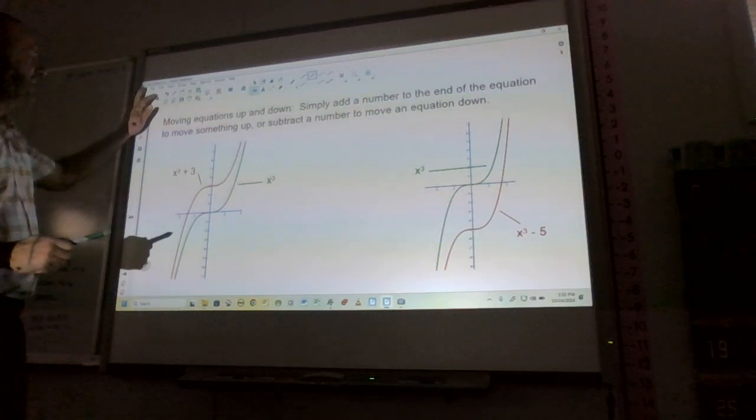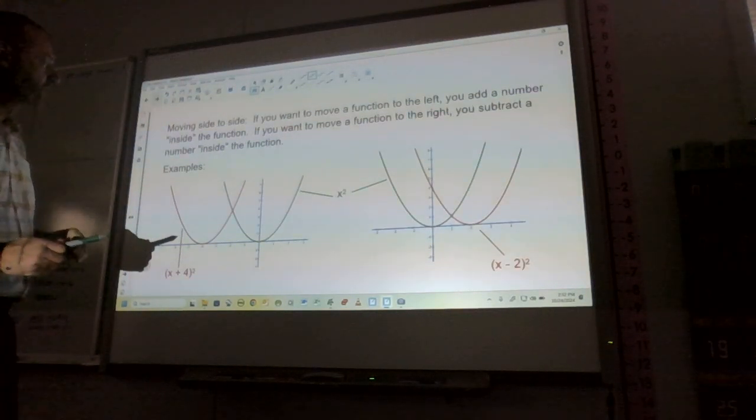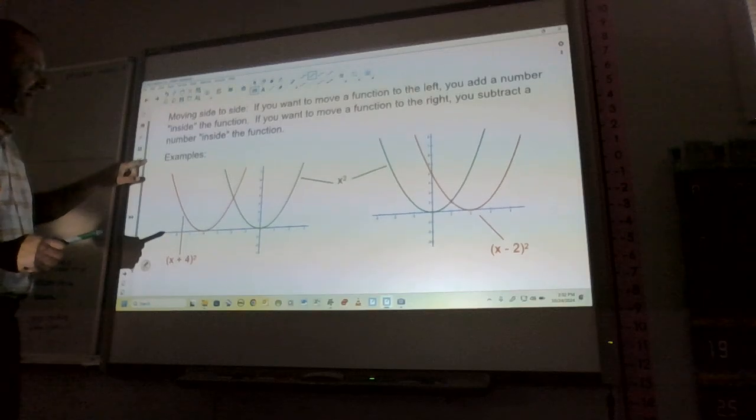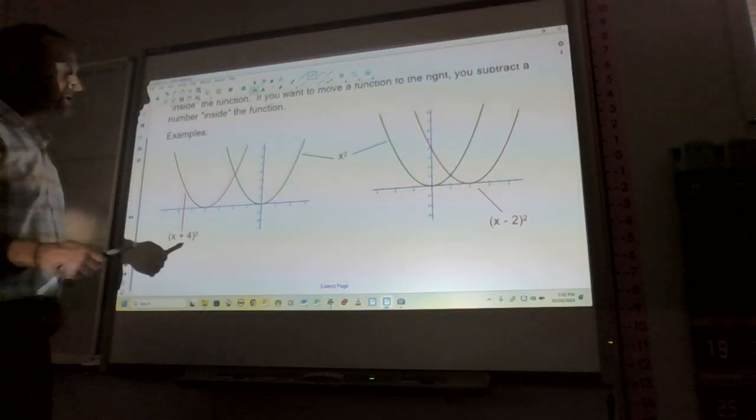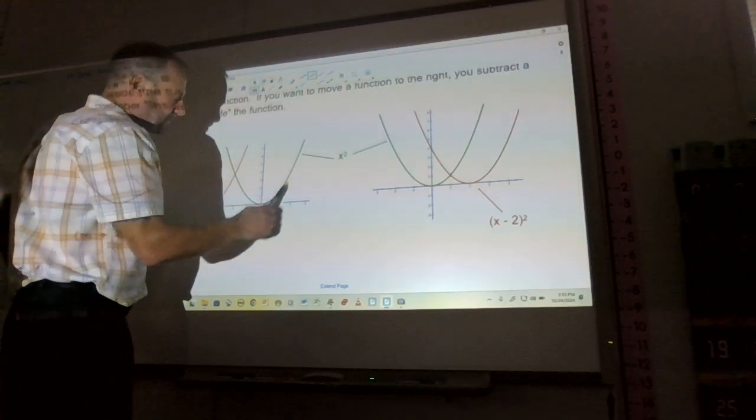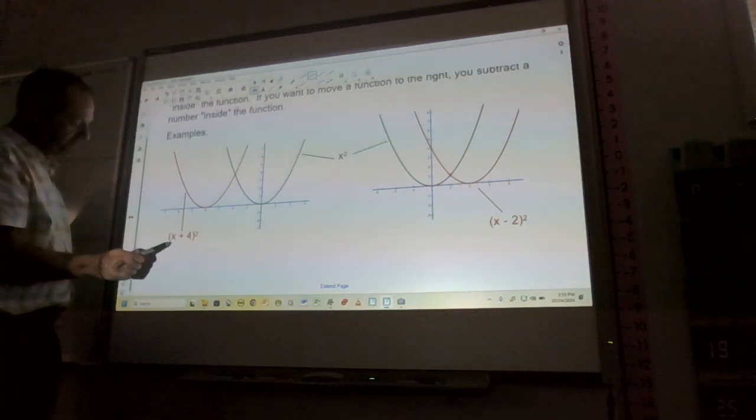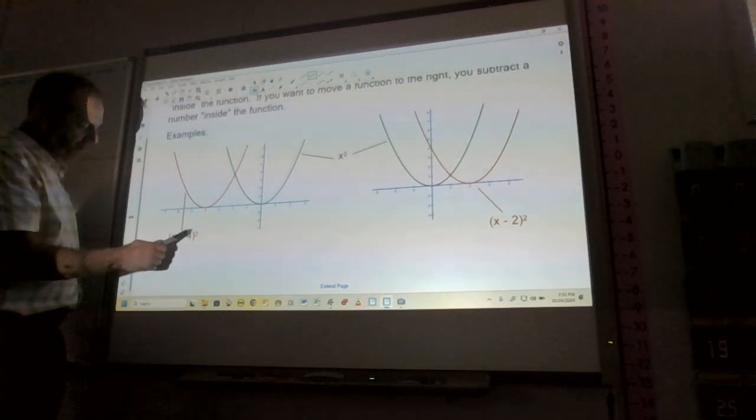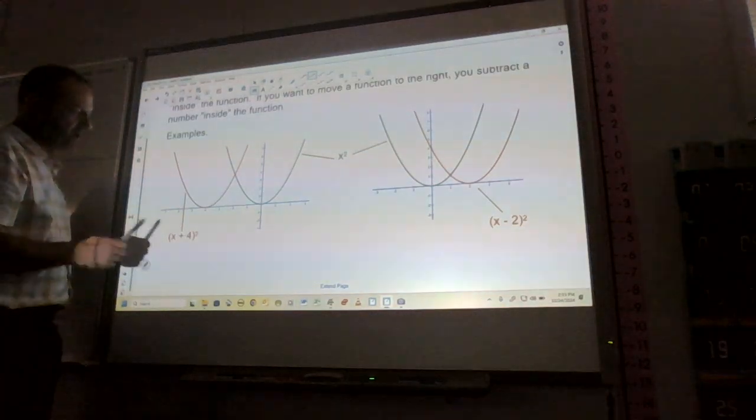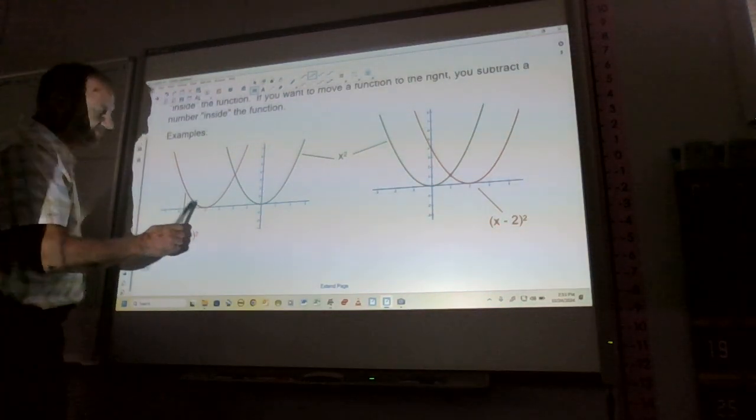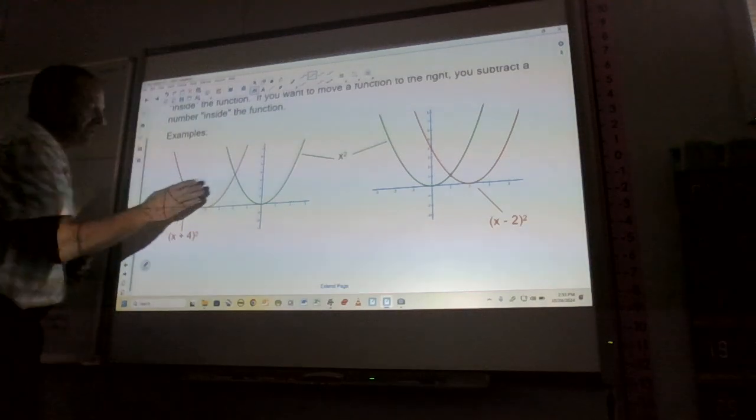Okay, if I want to move things side to side, I can add a number inside the function. So here I have an x squared, okay? And then look what I did here. I took x plus 4 inside the parentheses squared. That moved it to the left 4. Just took that whole thing and shifted it to the left.